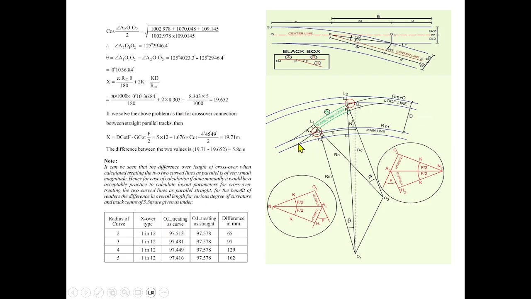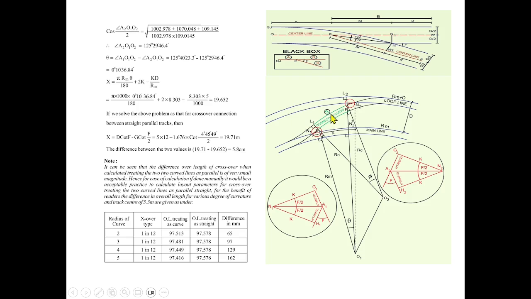We can introduce a crossover. We can fix the overall length, SRJ to SRJ. But the only thing we have to find out is the radius of the connecting curve. For that, once you are fixing it, you can extend the straight lines. Here, extend, and it will intersect at one point. So that will be the intersection point.